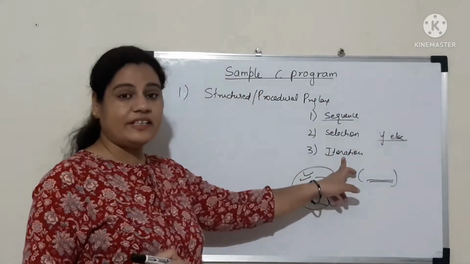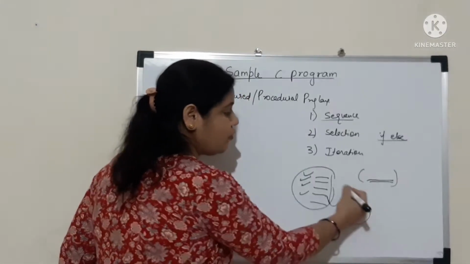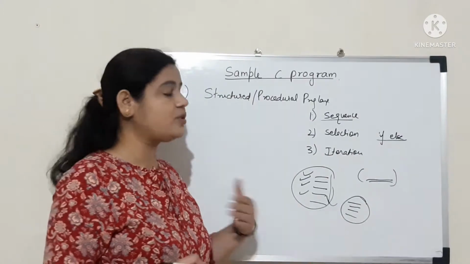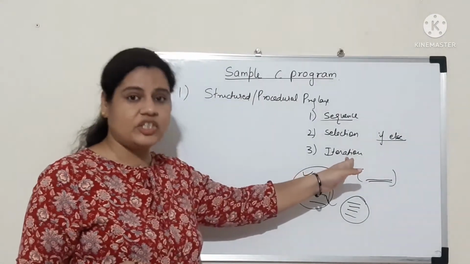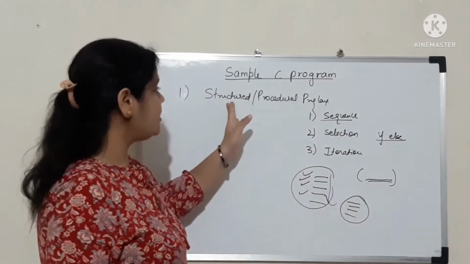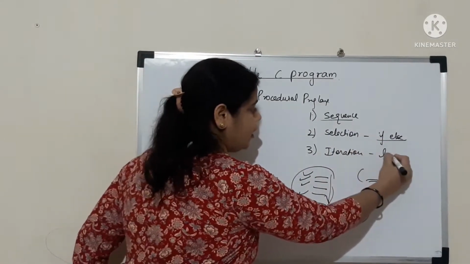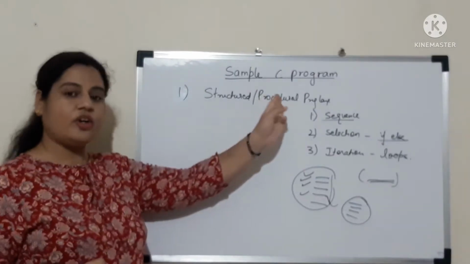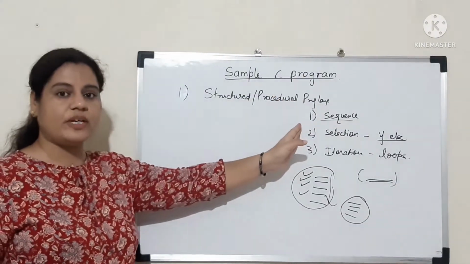Next is what? Iteration. Iteration means if you have a set of instructions and you want to execute them more than one time, like suppose I want to write my name 50 times, then this is called iteration. It is supported by a structured programming language. In iteration you will get loops. This is called the structured or procedural programming language. These are the three things which we need to keep in mind.